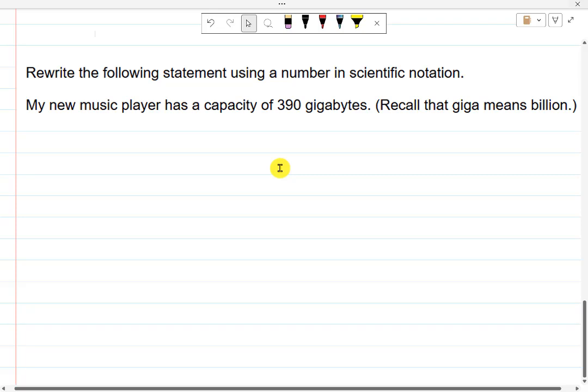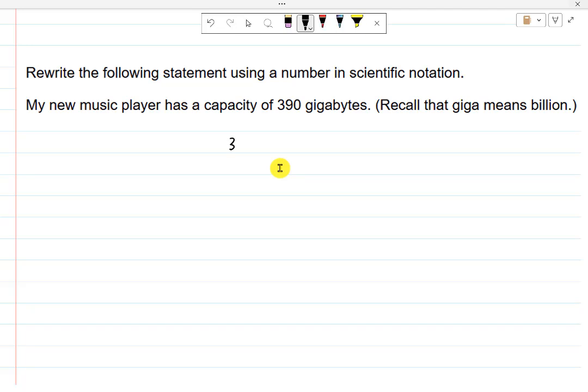So they would like us to change 390 gigabytes to scientific notation. And giga means billion, so a giga has 9 zeros. So what they want us to change, we have 390. A gigabyte is 10 to the 9 power. That's a billion right there.